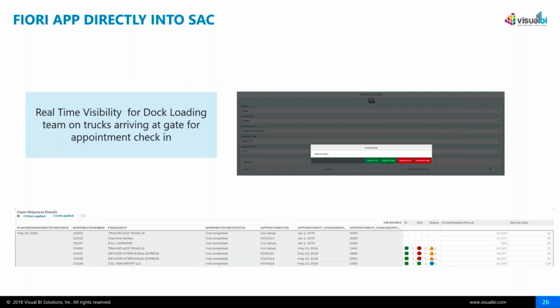So a couple of other things. We had some Fiori apps that now directly load data into SAC. Again, this is real-time visibility for our dock loading. And you can see here, if a truck is checked in, it's green. If it's not checked out yet, it is red, and the overall status. And so all of a sudden, our forklift drivers, our warehouse folks, could see in real time what is happening with our trucks and things like that.